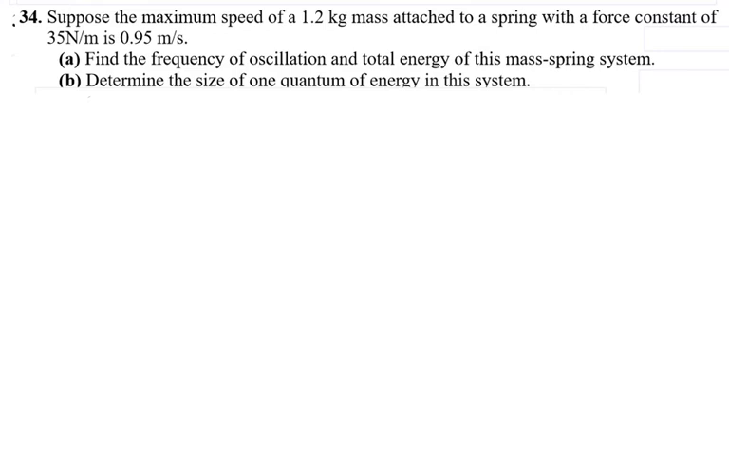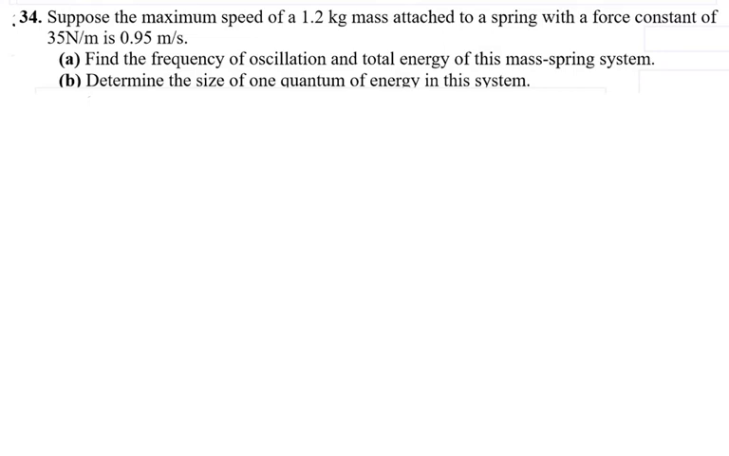In this question, they say suppose the maximum speed of a 1.2 kilogram mass attached to a spring with a force constant k of 35 newtons per meter is 0.95 meters per second. They want you to find the frequency of oscillation and the total energy of this mass-spring system, and then determine the size of one quantum of energy in this system.